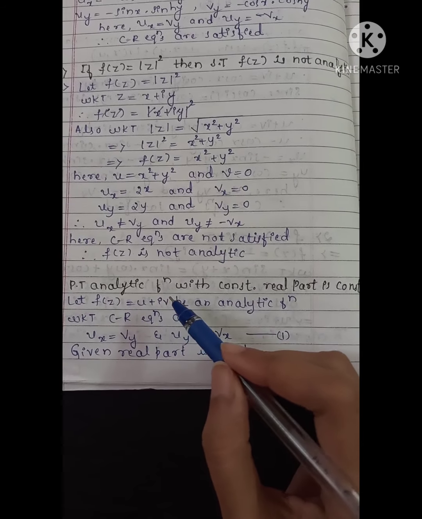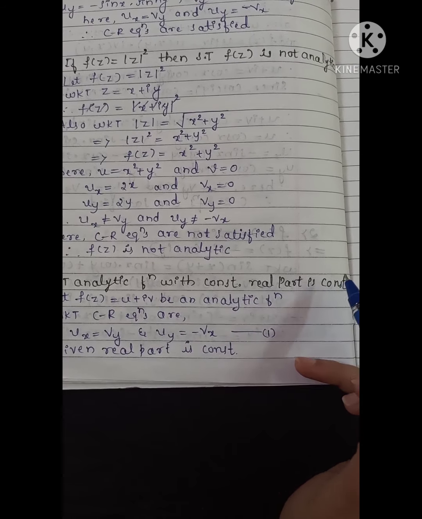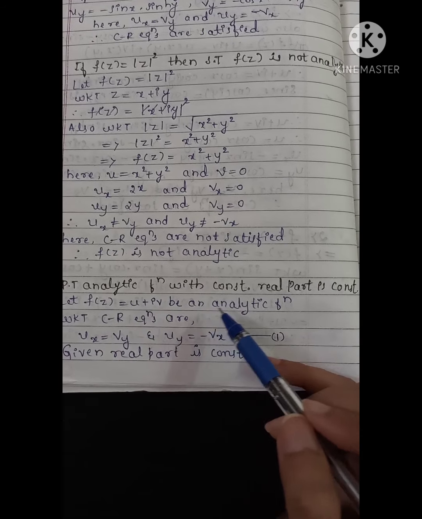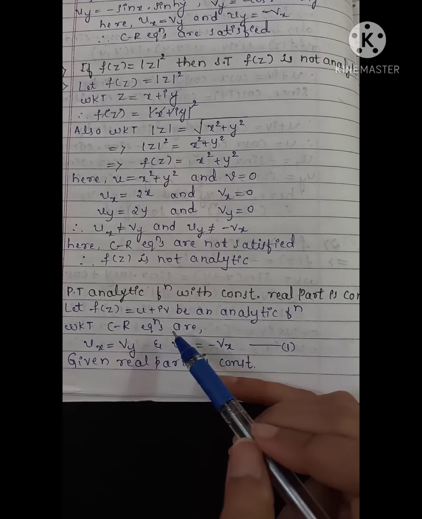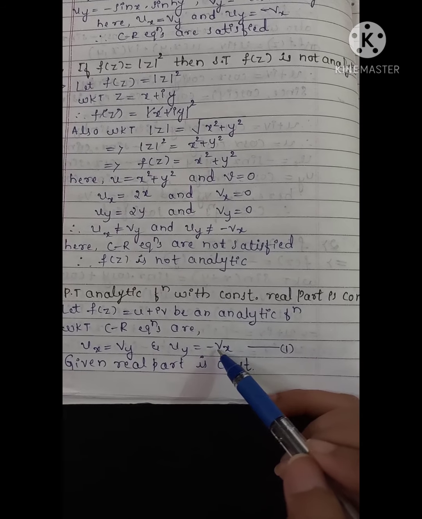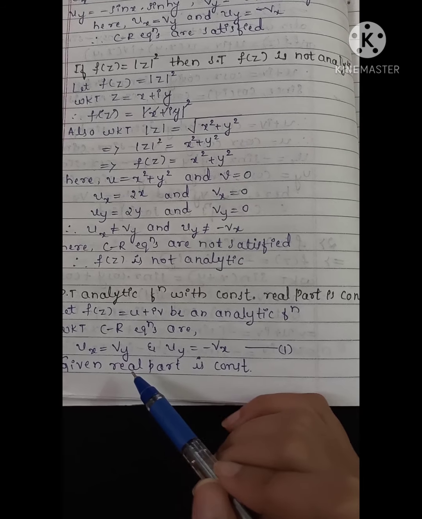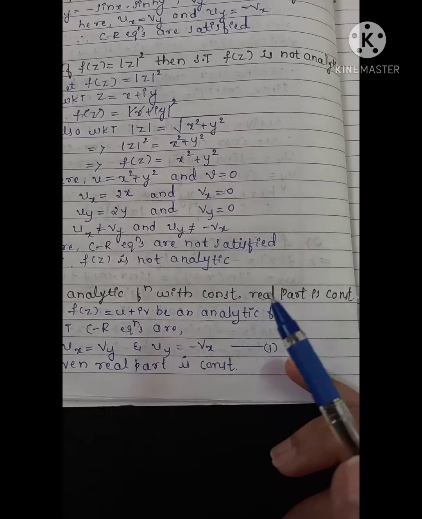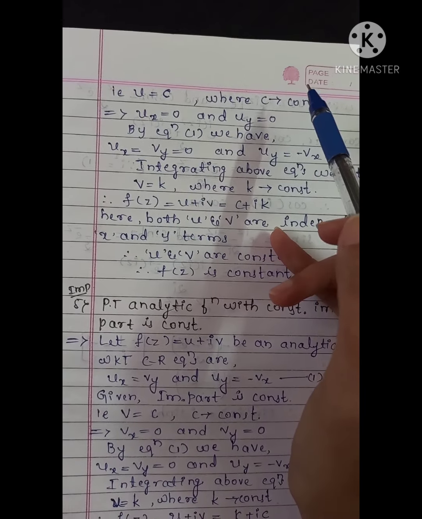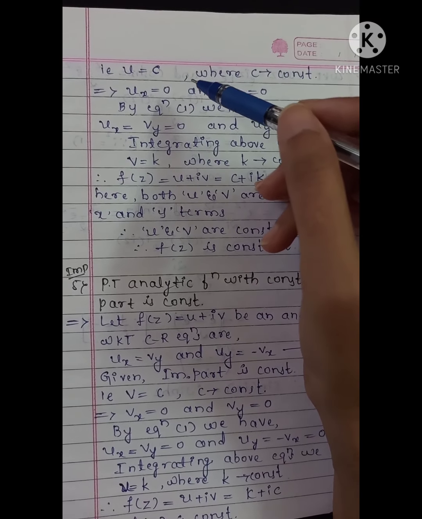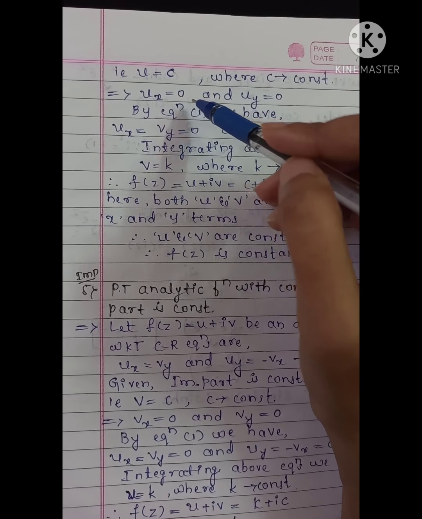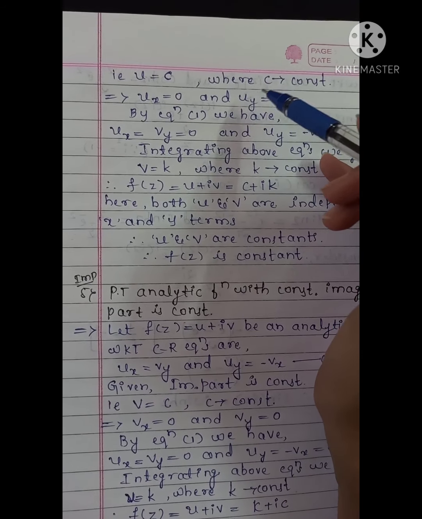Fourth problem. Prove that an analytic function with constant real part is constant. Let us take f of z as u plus iv, an analytic function. We know that the Cauchy-Riemann equations are ux equal to vy and uy equal to minus vx. Here they have given the real part is constant. Therefore, I am taking u equal to c, where c is a constant. And the differentiation of a constant term partially with respect to x and y is 0. Therefore, ux equal to 0 and uy equal to 0.